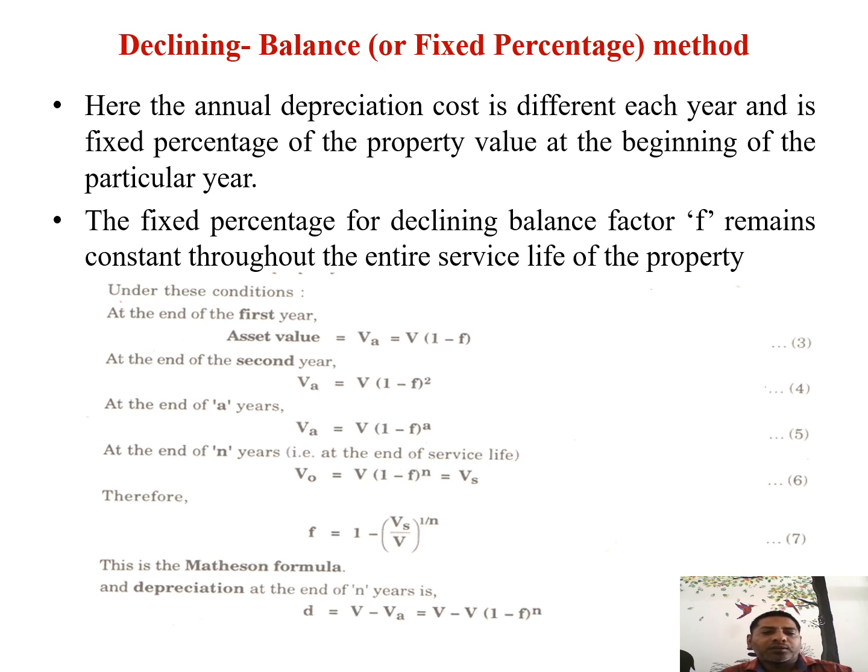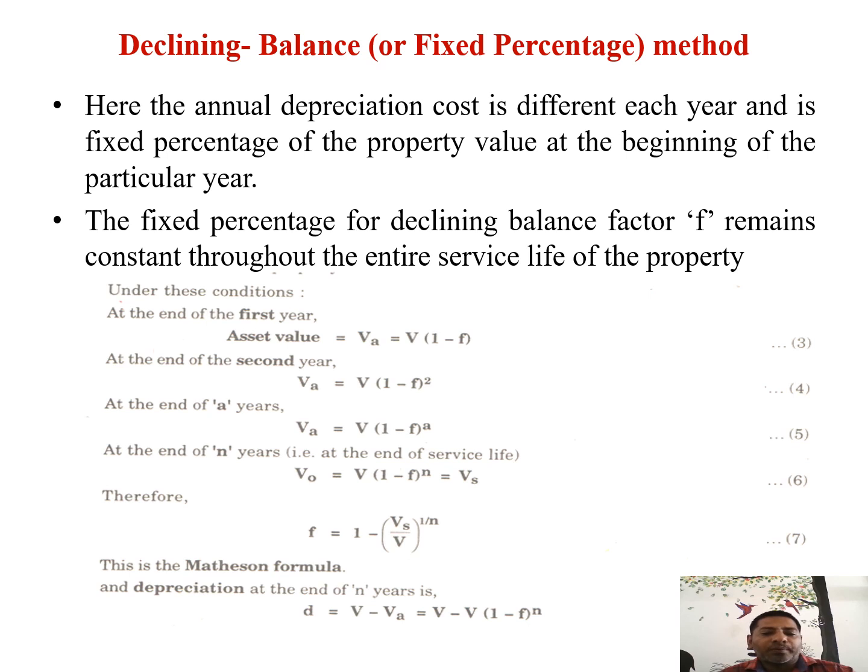The first condition is that at the end of the first year, the asset value VA equals V into (1 minus F). And similarly, at the end of the second year, VA equals V into (1 minus F) whole square. At the end of year A, replacing the square in terms of A, VA equals V into (1 minus F) whole power A. And at the end of the nth year, that is the end of the service life year, V not equals V into (1 minus F) whole power n, that is Vs.